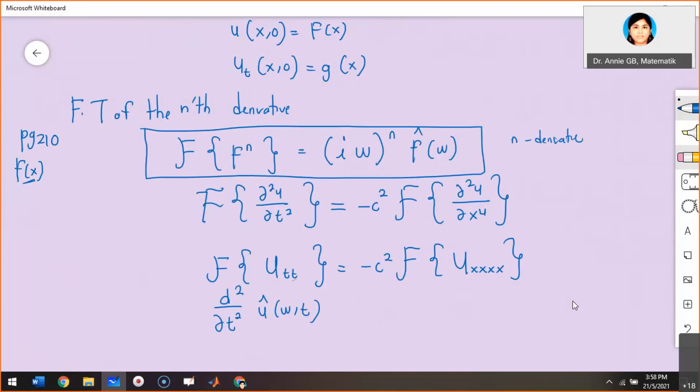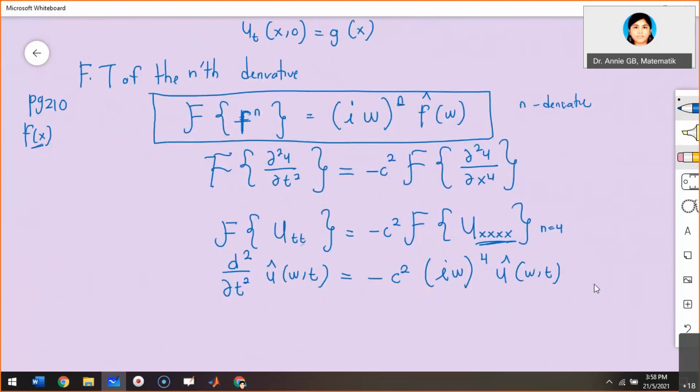Now, for this term here, negative c squared, baru kita akan tengok table ni. So, i omega, n saya berapa? 4. n equals to 4. So i omega to the power 4 times f hat. Kalau function saya f, dia akan jadi f hat. Kalau function saya u, u hat omega t. Are you with me so far? Thumbs up kalau semua boleh. Okay, good. Ada yang tangan dah angkat, bagus.